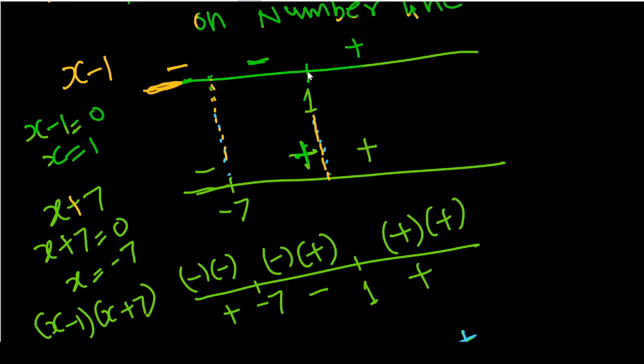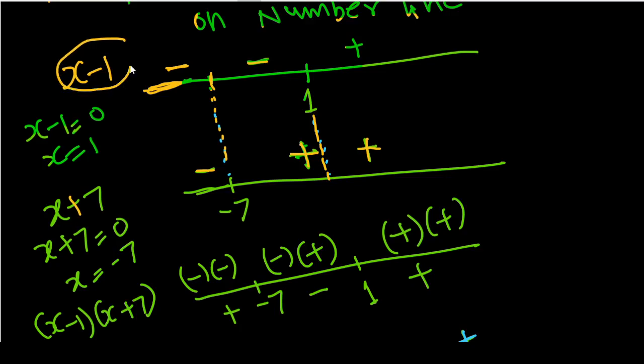So we saw that on the left-hand side of 1 all the points were negative, giving a negative sign to x minus 1. On the left side of minus 7 it was negative, on the right side it was positive. After 1 also it will be positive. The same here, that for values less than minus 7 it was negative.